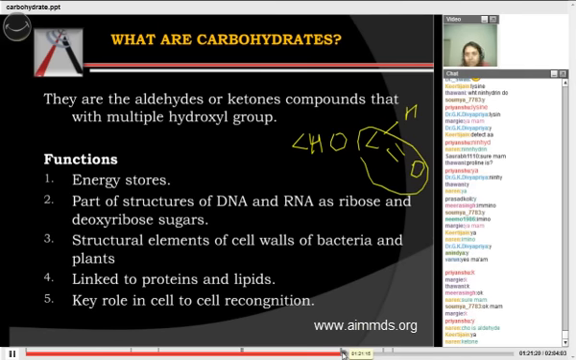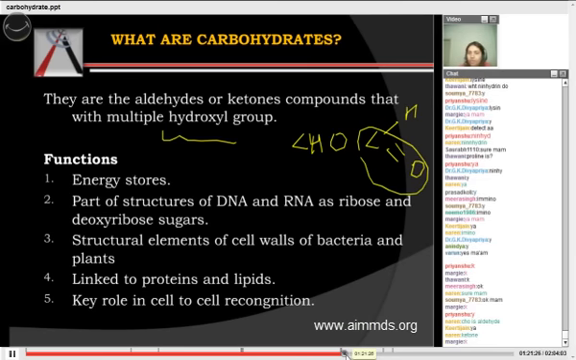Okay, we'll see that in the next slide. It will be in the diagrams, it will be easier. Other than that, it will also have multiple hydroxyl groups. We very well know what the functions of carbohydrate are. Stores energy, it is a part of DNA and RNA as ribose and deoxyribose sugars, and it also forms the cell wall structure of the bacteria and plants.